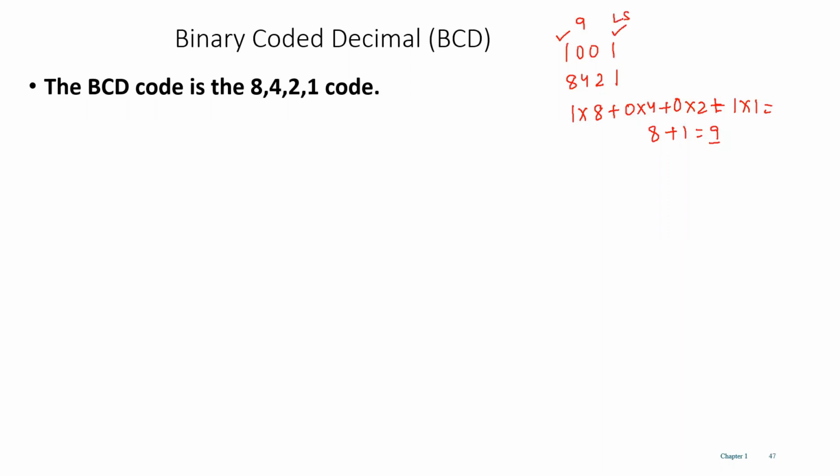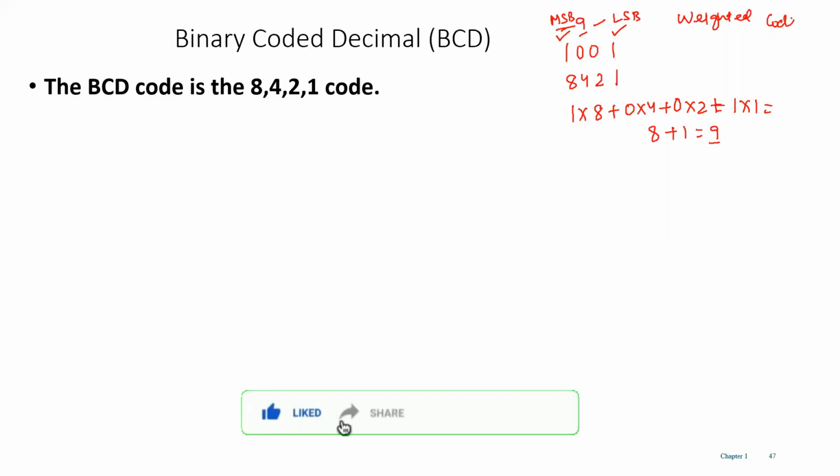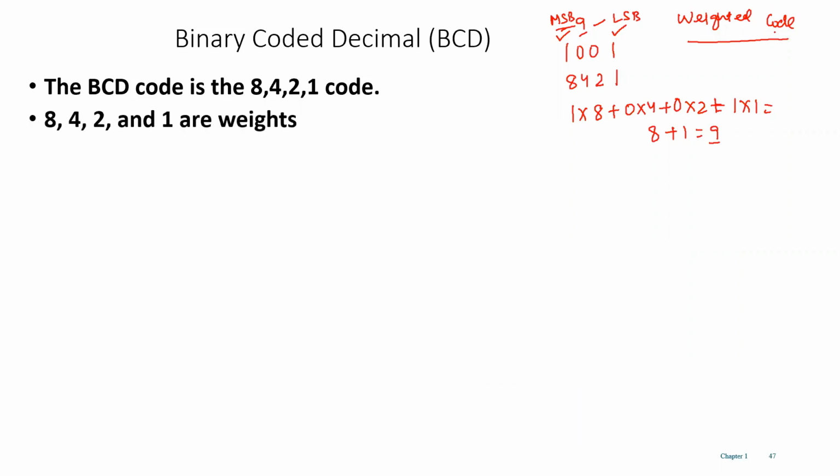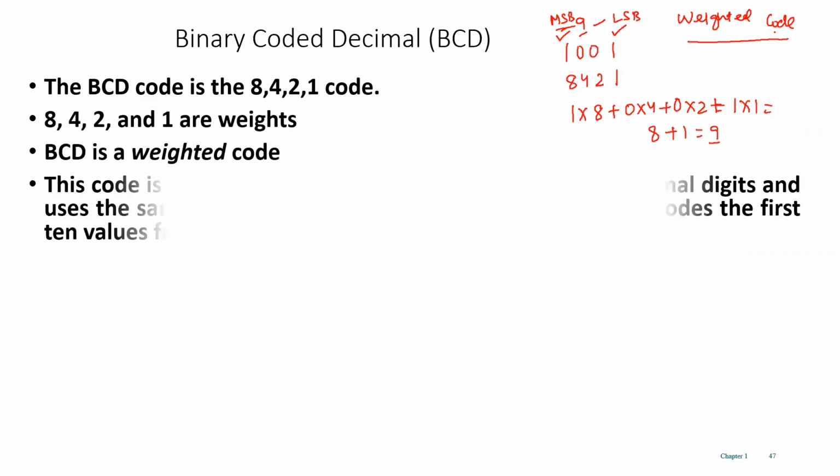So this is your LSB. This is your first MSB, second MSB, third MSB. This is your MSB. So all the weights are fixed. So they are falling under the category called weighted code. All the weights are fixed for the particular position. So this is called 8421 code. 8421 are called weights. So BCD is a weighted code.